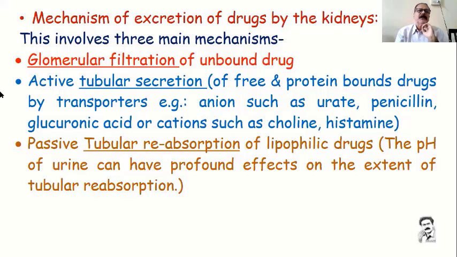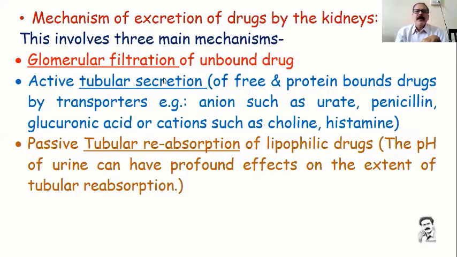Now I am giving the points. The mechanism of excretion of the drug by the kidneys involves three main mechanisms. One, glomerular filtration of unbound drugs. When the drug is unbound, only then will it be filtered from the glomerulus. Two, active tubular secretion. From the tube it is secreting and coming out.